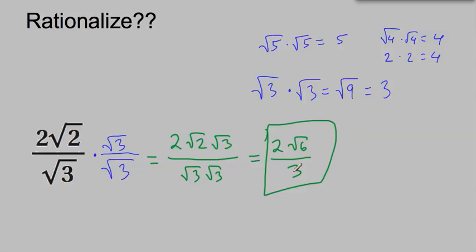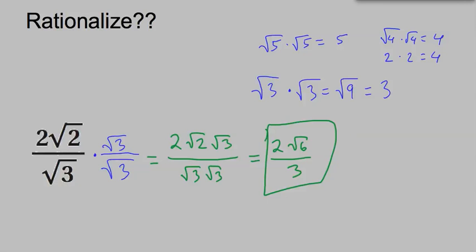2 times root 2 divided by root 3 is 1.6329, and 2 times root 6 divided by 3 is also 1.6329, on and on forever. I abbreviated the decimal. It's going to be an irrational number. So rationalizing the denominator, we just need to multiply it by the radical that's in the denominator.